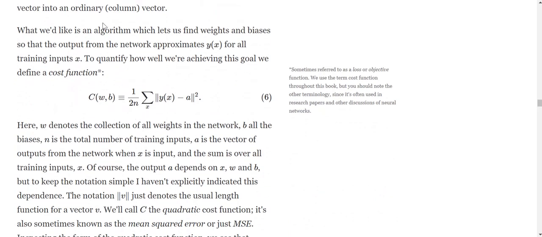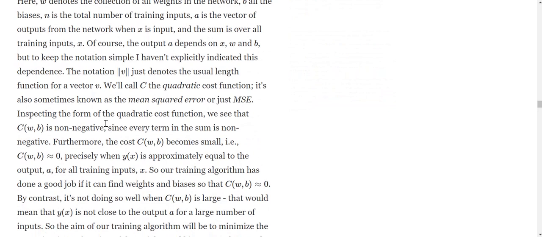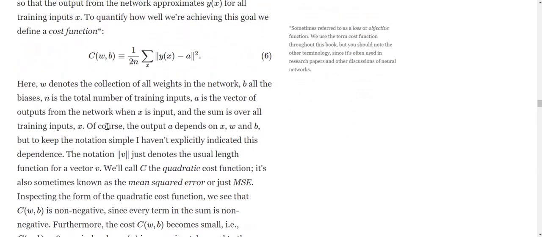Now what we'd like is an algorithm which lets us find the weights and biases so that the output from the network approximates y of x for all training inputs x. And to quantify how well we are achieving this goal, we define a cost function. We'll go over all of this in a bit, just bear with me. This might seem a bit intimidating, but if you're familiar with mean square error, this looks a lot similar to that.